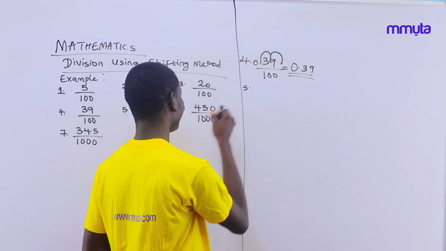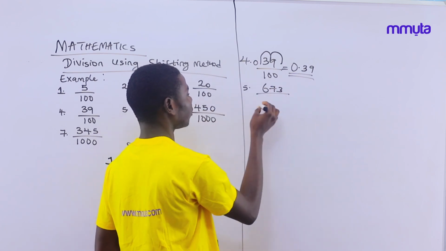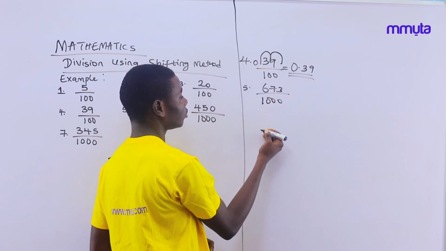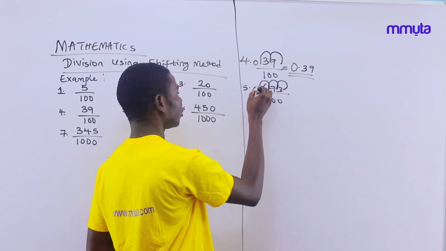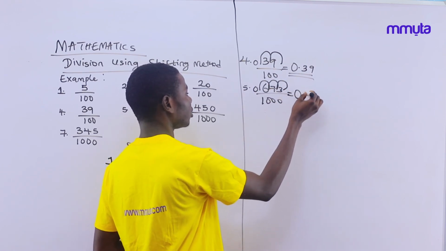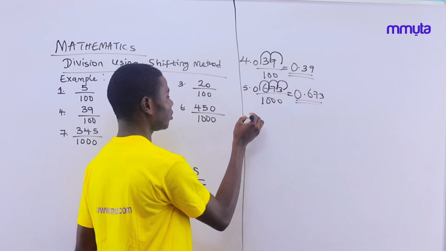Number 5, we have 673 divided by 1000. We shift 3 times from the back. 1, 2, 3. Add 0. We have 0.673 as our answer.